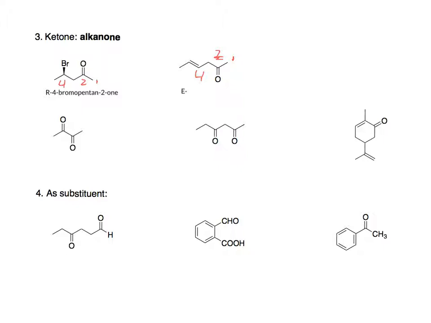So we're going to name this compound as E-hex-4-en-2-one. Really, you could also name this compound as E4-hexene-2-one. Either way would be fine. One is a slightly older version of the IUPAC rule, and the other, the one we're using right now, is the newest IUPAC rule.